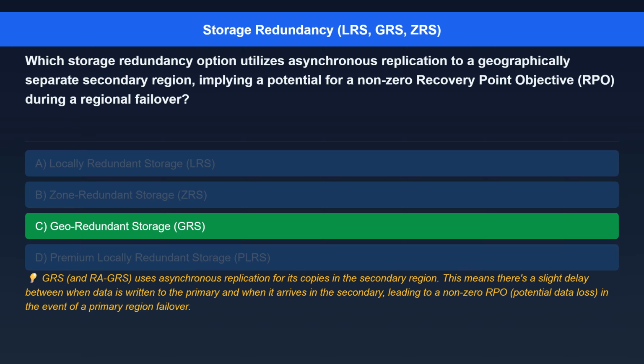The correct answer is Geo-redundant storage, GRS. Here's the explanation. GRS and RAGRS use asynchronous replication for their copies in the secondary region. This means there's a slight delay between when data is written to the primary and when it arrives in the secondary, leading to a non-zero RPO, potential data loss, in the event of a primary region failover.